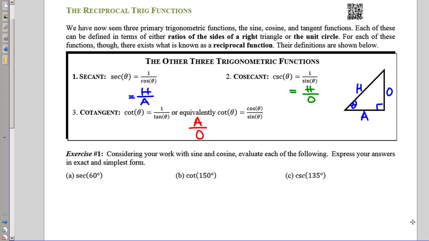Now we can also define cotangent in terms of sine and cosine. So remember yesterday we said that tangent is sine over cosine. Cotangent would be the reciprocal of that, which would be cosine over sine.